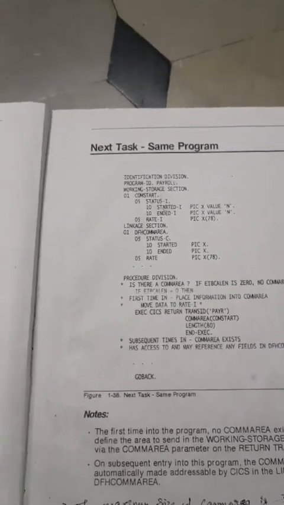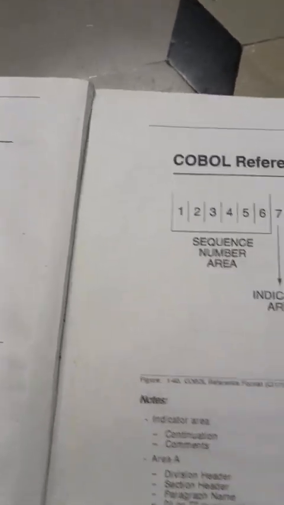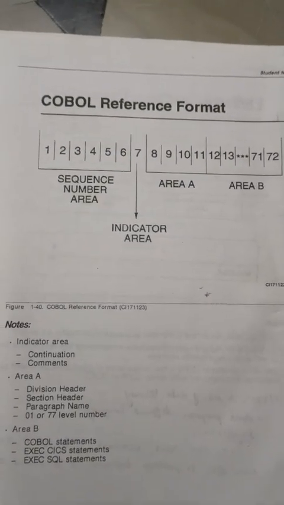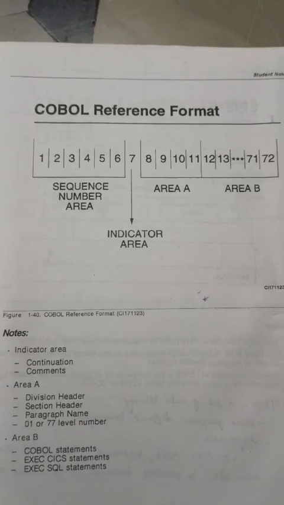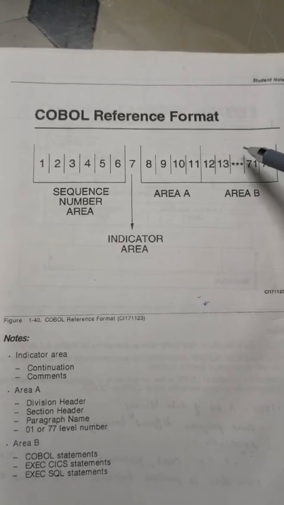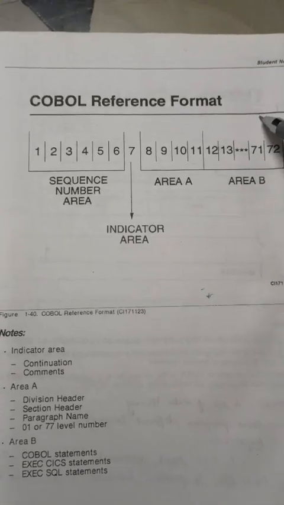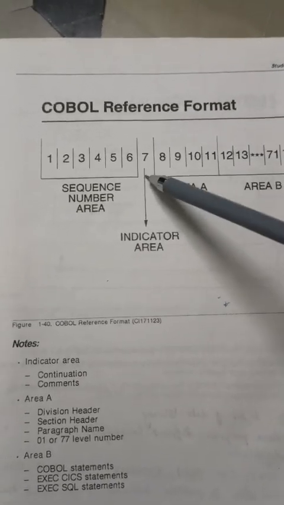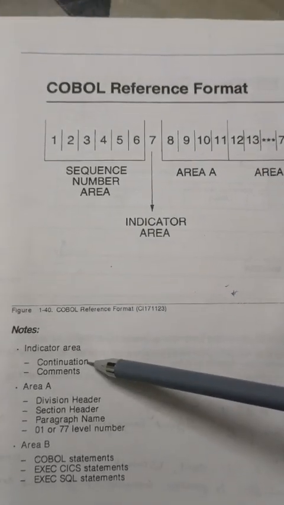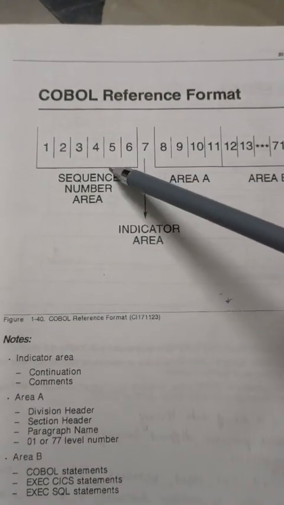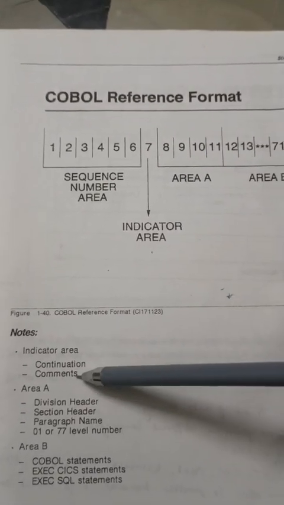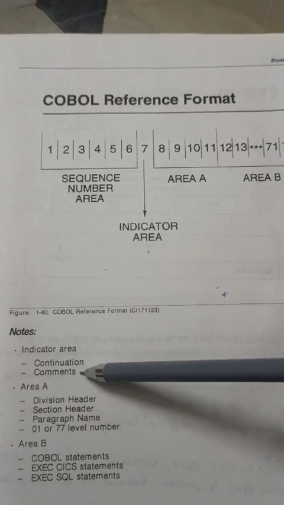And one more thing you should be able to tell: this is the COBOL reference sheet, and from which columns can we code the CICS syntax using reference format. This is a normal COBOL reference sheet. You already know about the indicator area: the sequence number comes before, and the compiler option will take it. This is the indicator area, where we can do continuation and comments.